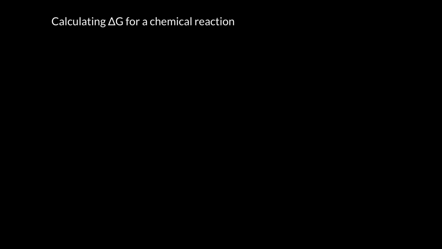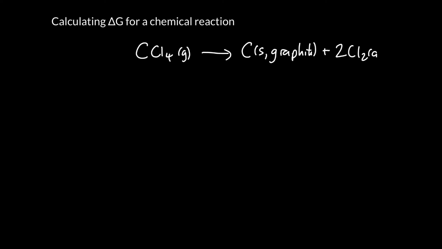In this video, we'll perform a calculation of delta G and see if the reaction would be spontaneous under conditions of constant temperature and pressure. So what's the reaction we're going to look at? Let's look at carbon tetrachloride that breaks down and forms carbon in the form of graphite and chlorine diatomic gas. And we'll just give you the values for delta H here.